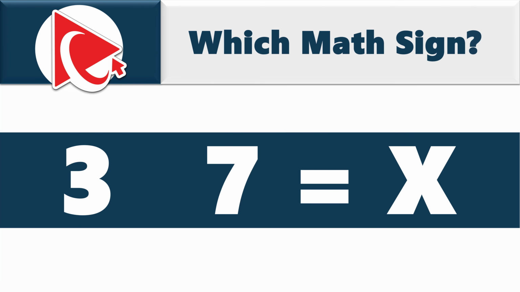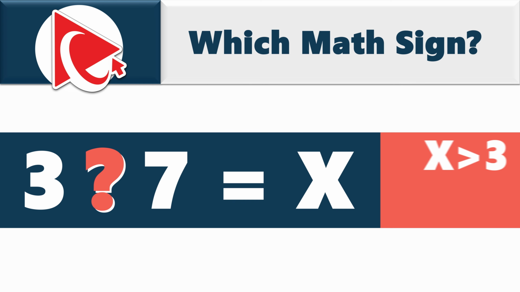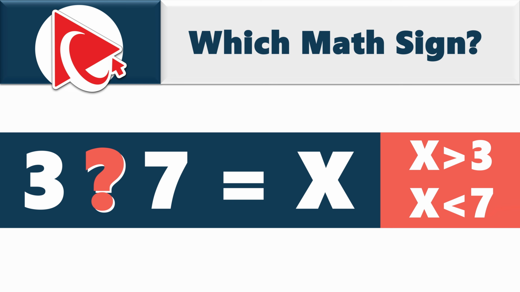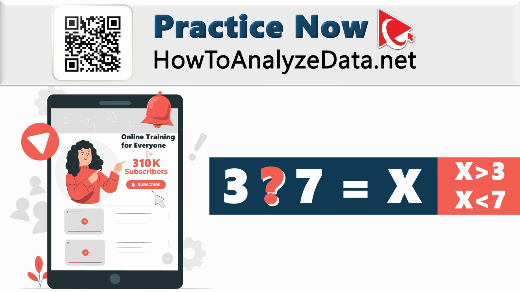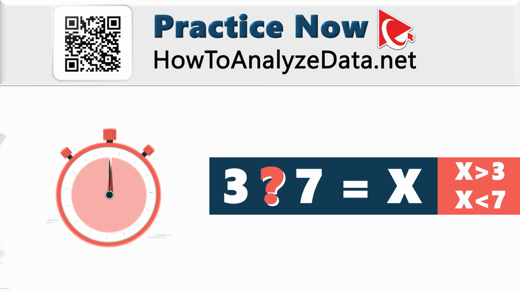Your mission in this adventure is to find a special symbol to put between 3 and 7. This magical symbol should make a number that is more than 3 but less than 7. Sounds tricky, right? I can tell you this, I have full confidence that you can solve this challenge by giving yourself enough time to think about it.